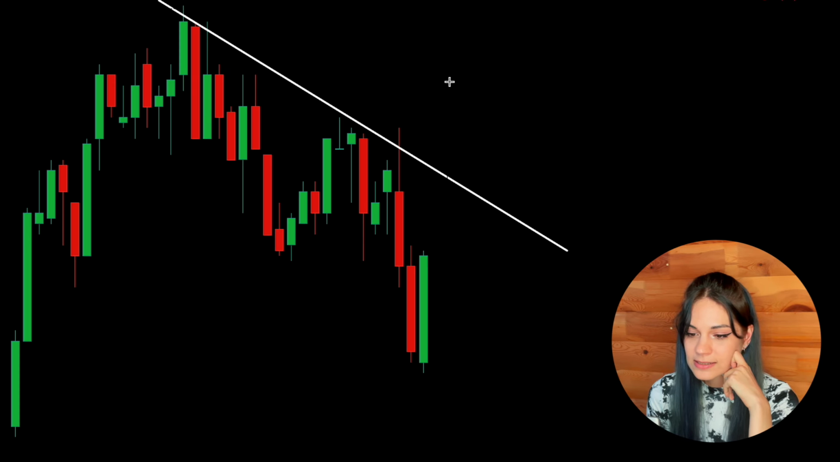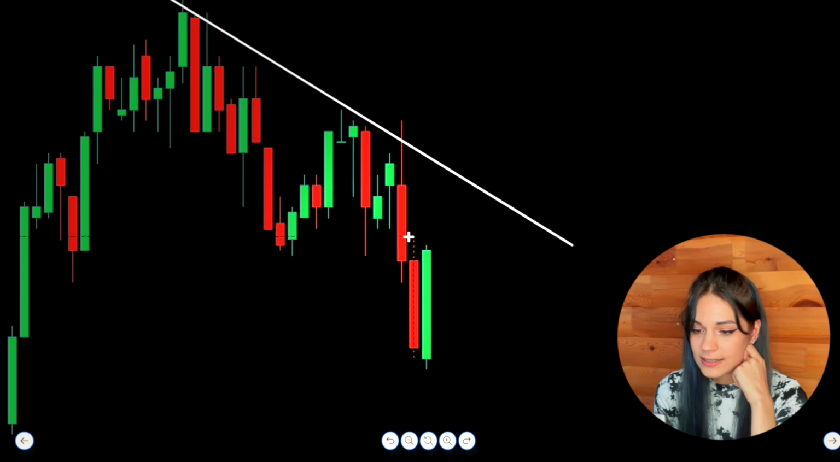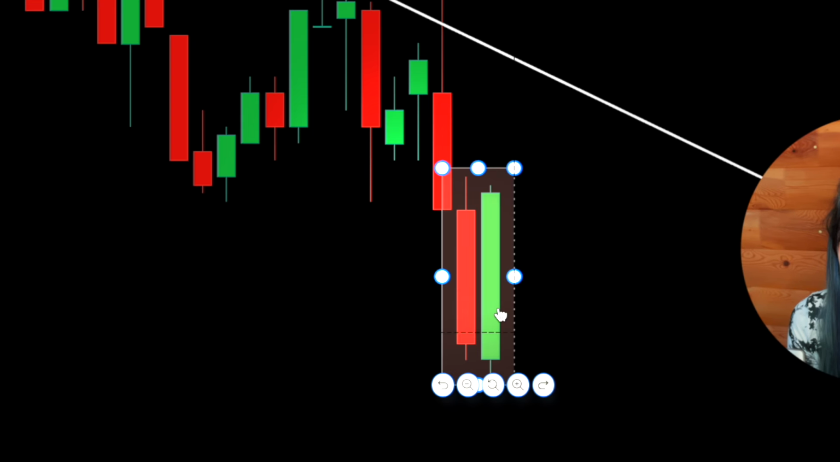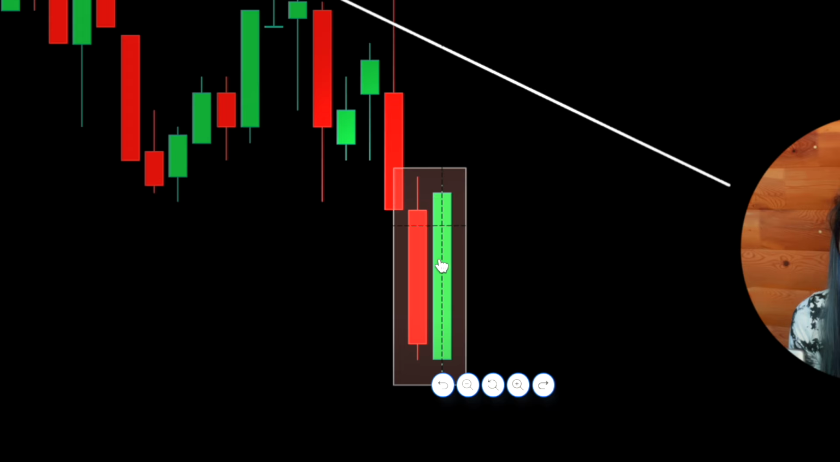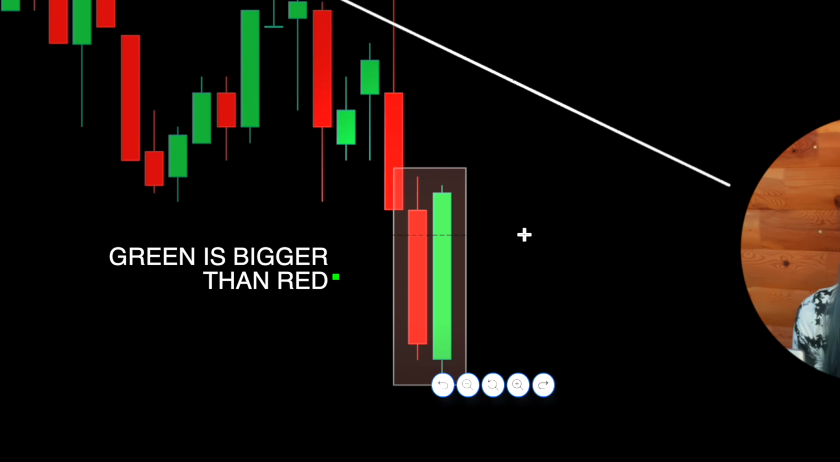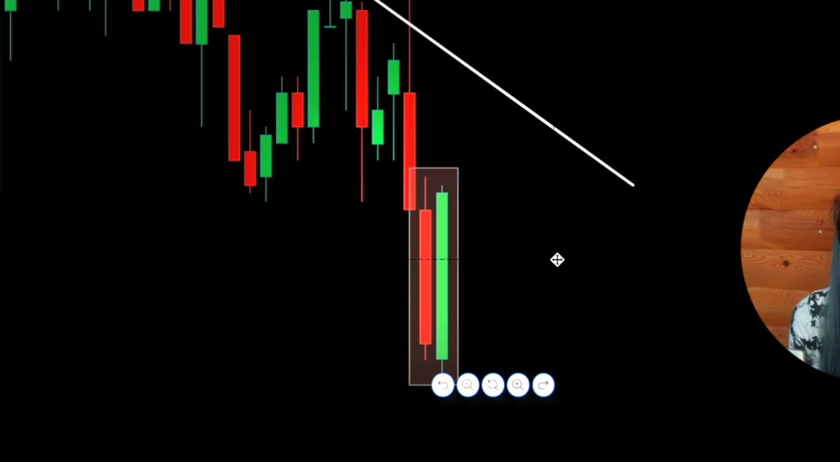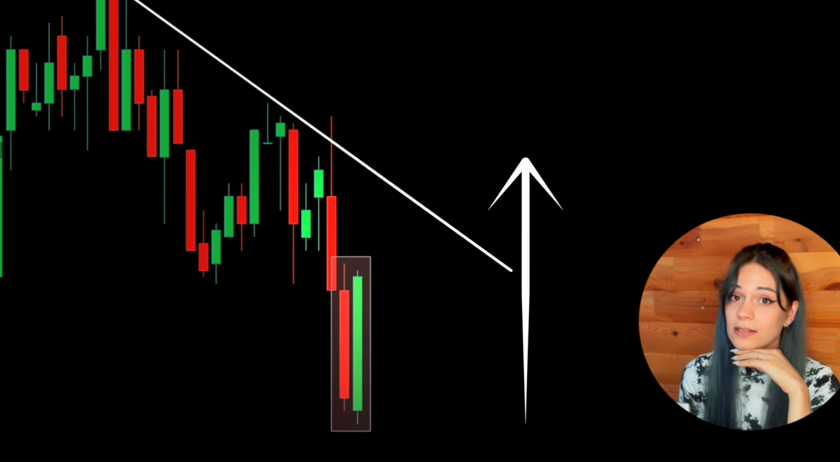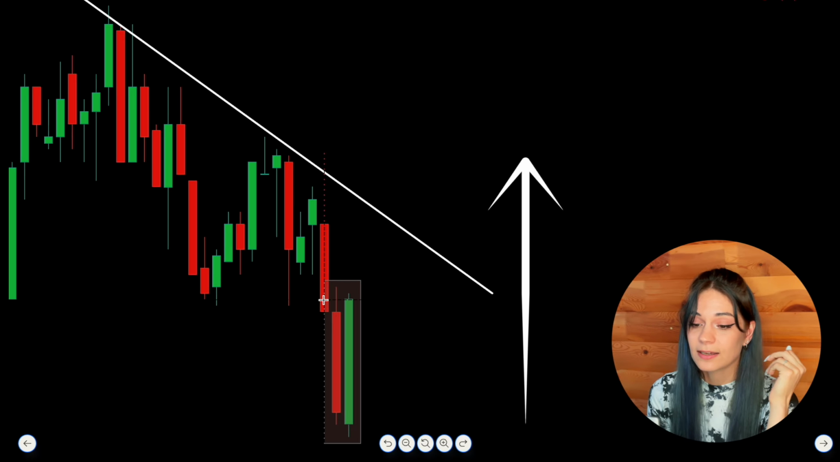The price is going down according to the trend line, but at this point right here, you can see that there is an engulfing candlestick pattern forming. Here you can see, obviously, that the candlestick is bigger than the red candlestick, and basically it is absorbing the red candlestick. And this is a really strong signal for us that the price is going to go up.